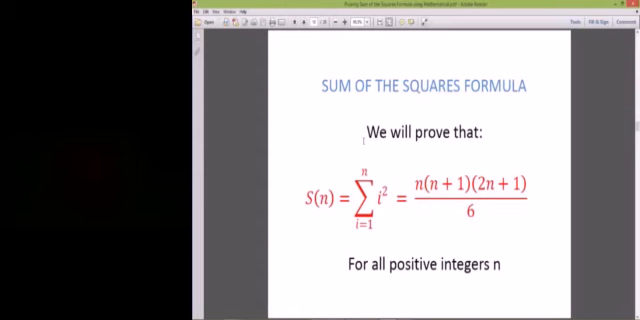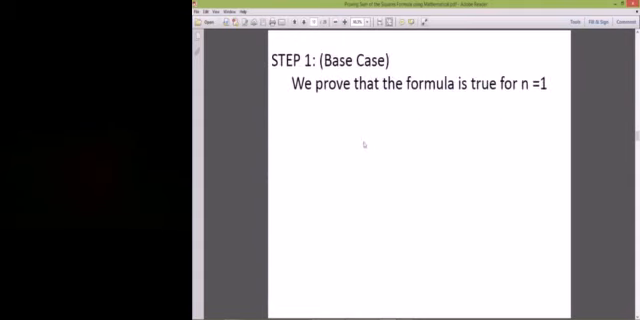So we're going to prove the following statement. The sum of the squares beginning from 1 up to n, denoted by the symbol summation of i squared, is n times n plus 1 times 2n plus 1 over 6 for all positive integers n. Now to prove that by induction, since we want to prove that the statement is true for all positive integers n, we first establish the base case. That is, we will prove that the formula is true for n equal to 1.